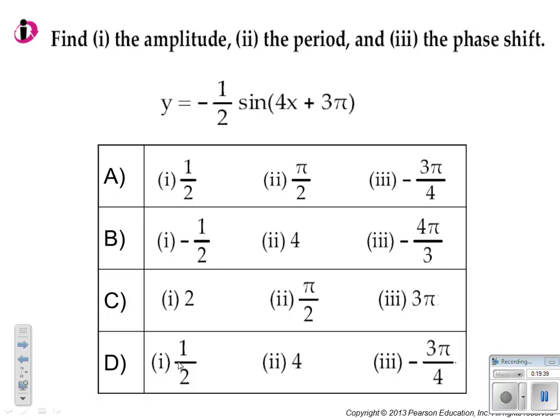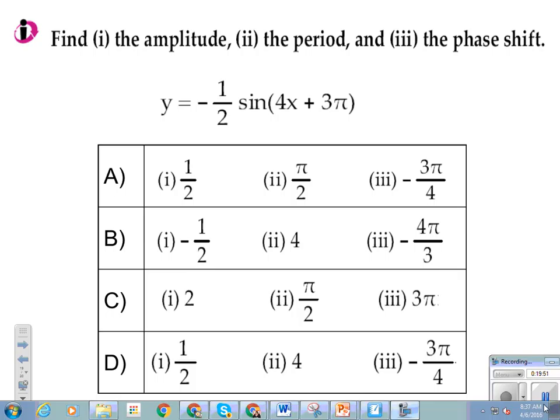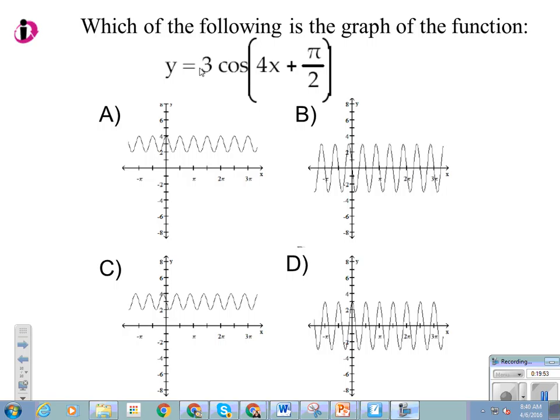So if we had negative 1/2 sine 4x plus 3 pi, what is the amplitude, period, and phase shift? All right, so here I have an amplitude of 3. I don't have a vertical shift, so A and C are out. I do have a phase shift, so compare B and D.